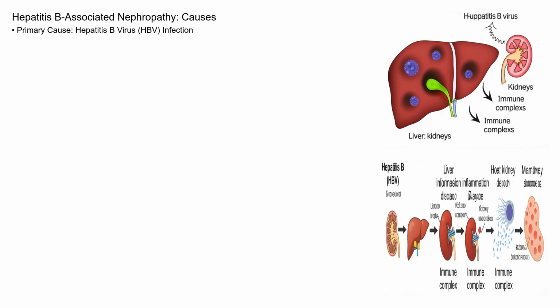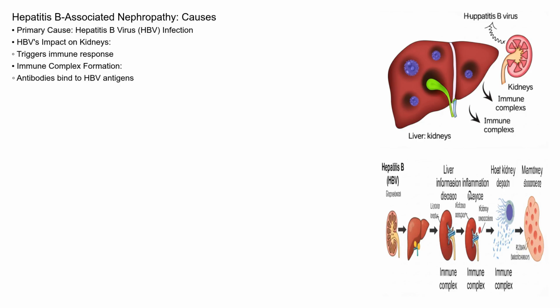The primary cause of hepatitis B-associated nephropathy is, as the name suggests, infection with the hepatitis B virus, or HBV. While HBV primarily targets the liver, in some individuals, the virus can trigger an immune response that affects the kidneys. This occurs when the body forms immune complexes, which are complexes composed of antibodies and HBV antigens. These immune complexes circulate in the blood and can become trapped in the glomeruli, the filtering units of the kidneys, initiating an inflammatory process and subsequent kidney damage.